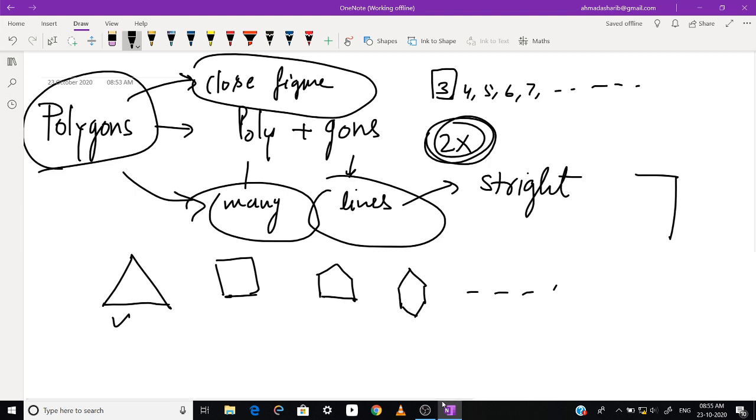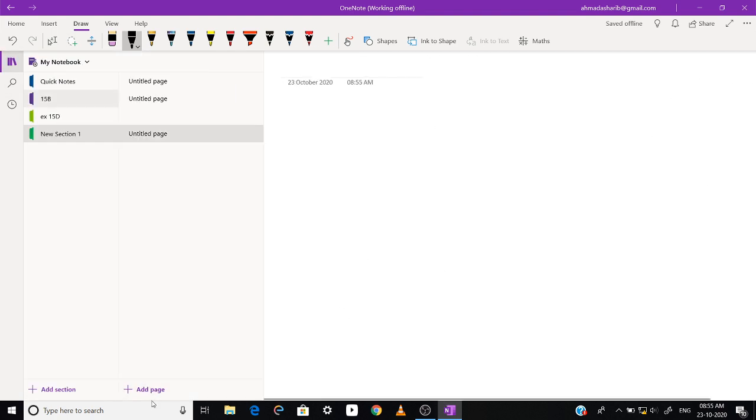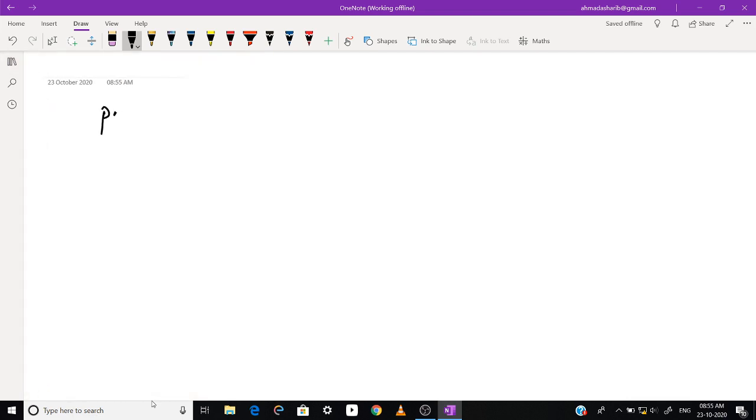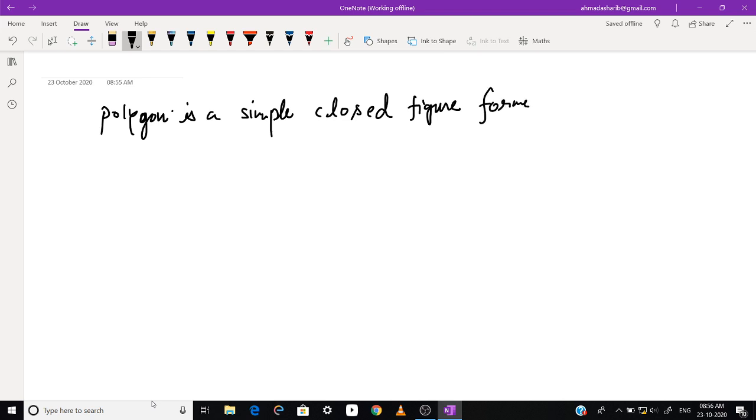So what is a polygon? Let us revise. A polygon is a simple closed figure formed by line segments. Now the line segments are called sides.